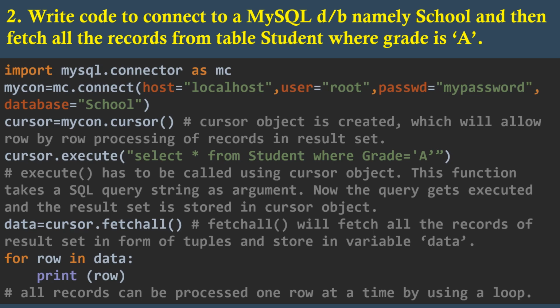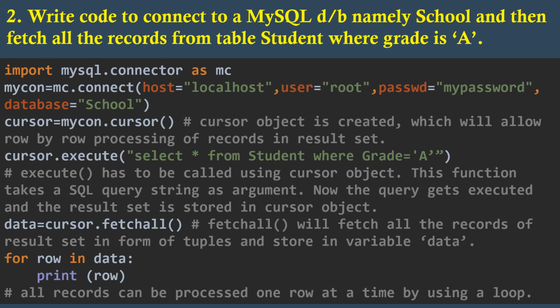As I told you, first of all you have to establish the connection. So you have to import the connector package mysql.connector as mc. Now you have to create the connection object by passing all these four parameters, that is host name, username, password and database name. So here you have to specify the database as school.